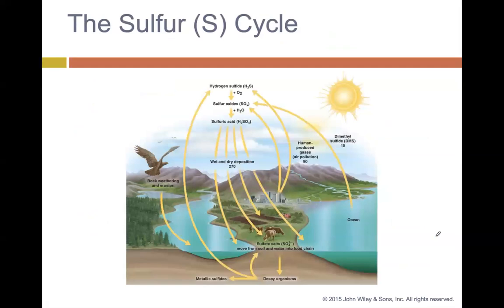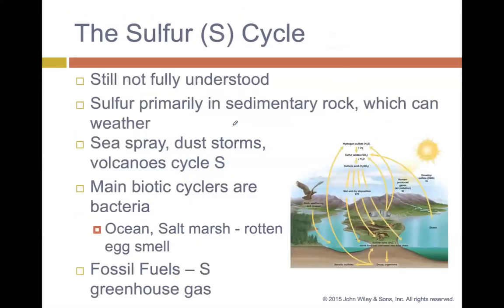And then the sulfur cycle, again, starting from kind of a hydrogen sulfide plus oxygen, we get sulfur oxides into sulfuric acid, which then will be decomposed in the ground, circulating through different plants and animals into the ocean and then back into the soil. The sulfur cycle is probably our least understood cycle. Sulfur is found primarily in the sedimentary rock, which can weather and erode. It can come from sea spray, dust storms, volcanic cycles.